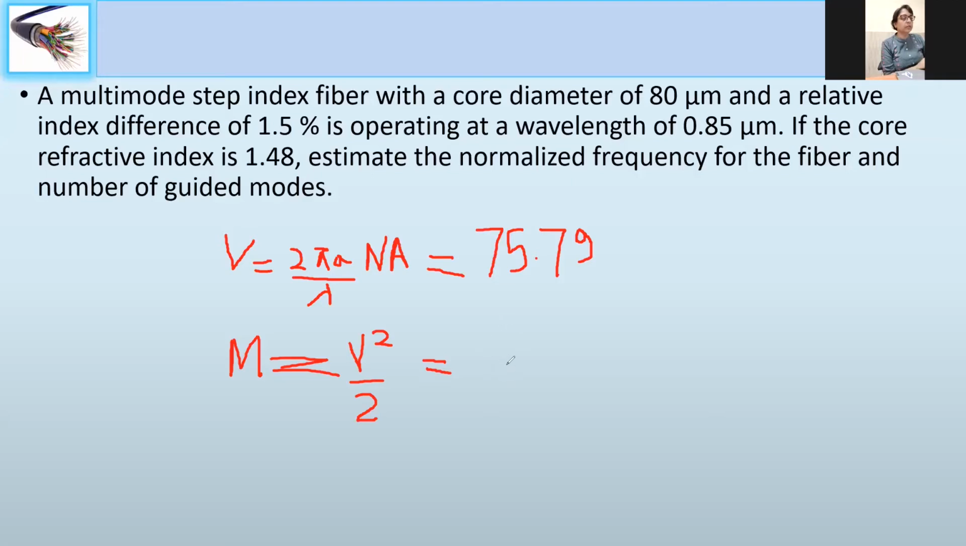What is your number of modes? Quickly tell me the number of modes. 2872. Okay, are you all getting these answers? Yes, everyone. Are you able to solve and get the answers? Good, Ria.